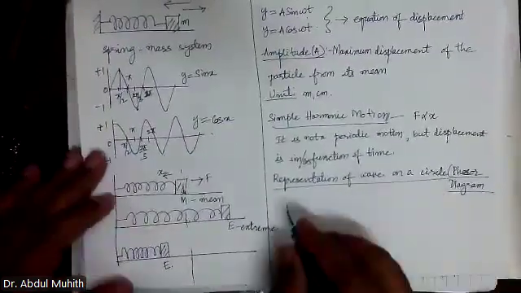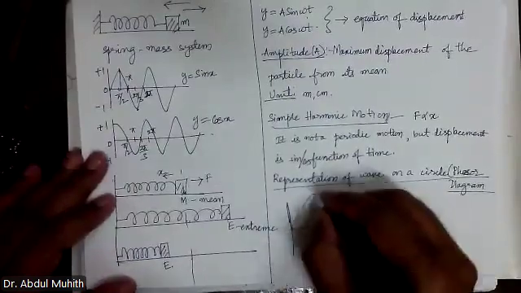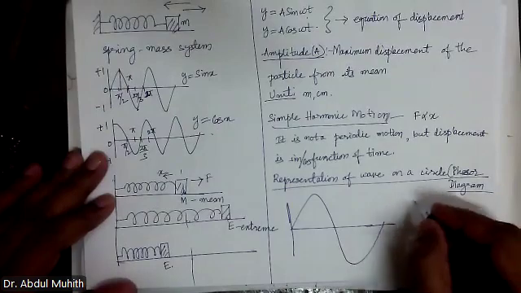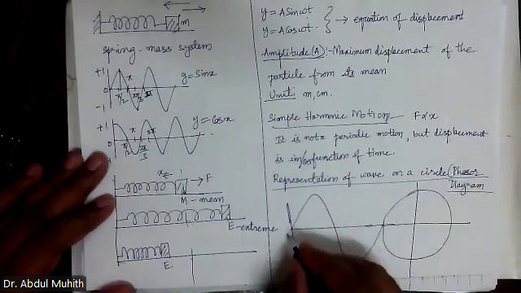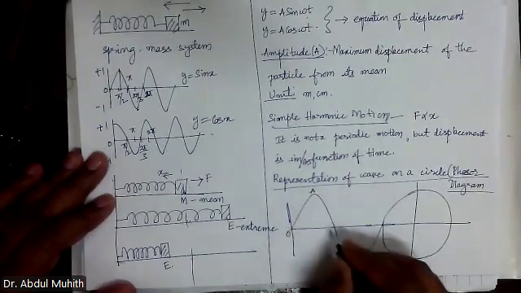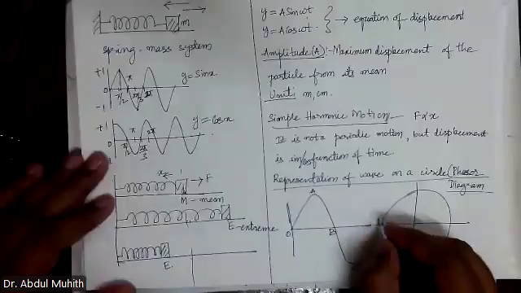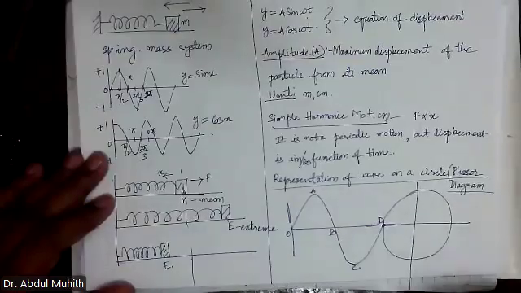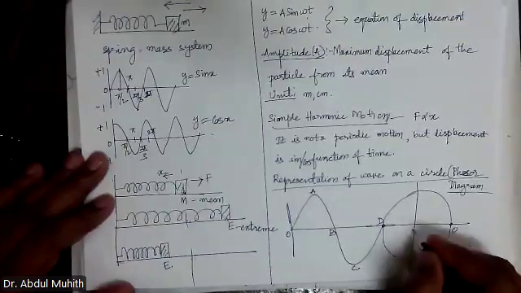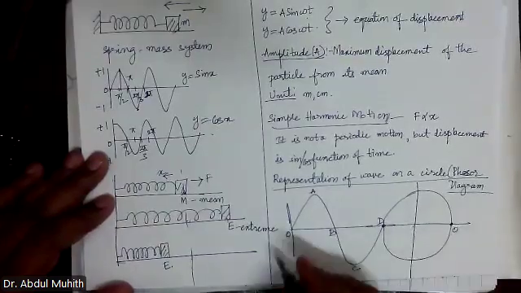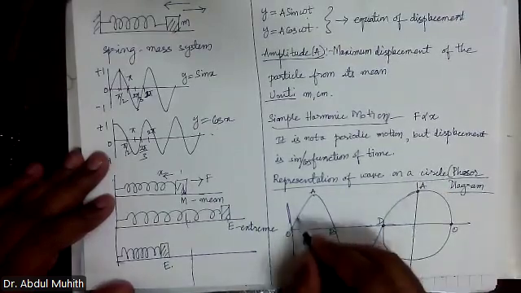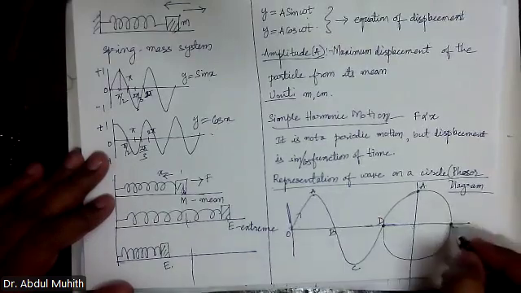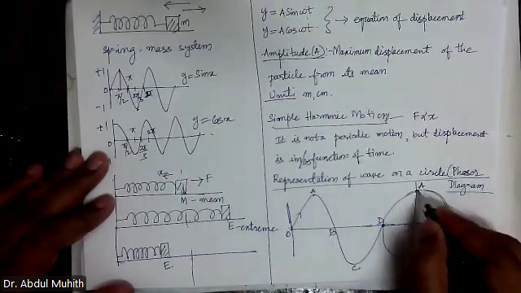Now what you see here, suppose this is a sine wave. I am taking only one wave. Now this is a circle. This is O, A, B, C, and D. When it is at O, it is here, somewhere here. This is also the center. Now when it goes to A, it will be somewhere here. When the particle is moving like this, the motion is moving like this. Is that clear?